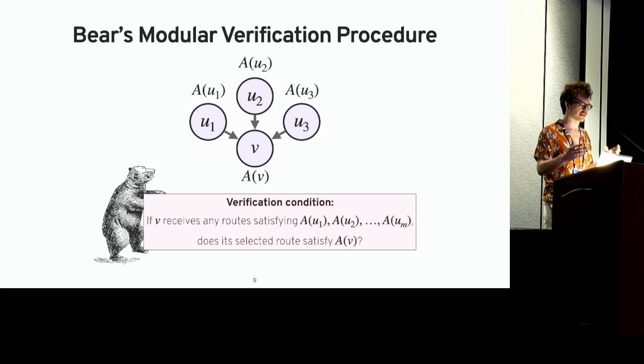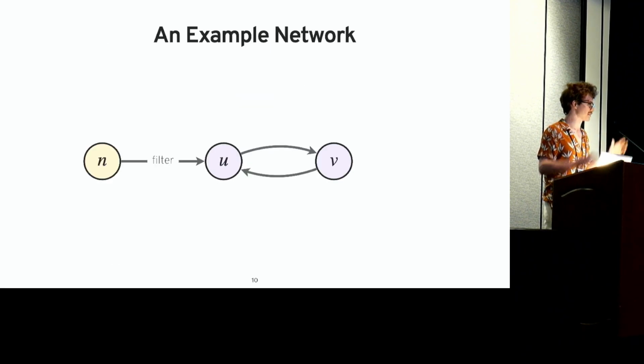Can I check that, given routes satisfying the interfaces of those neighbors, V will satisfy its interface? Let's see how this might work with a little toy example. This is obviously much, much simpler than your average fancy network, but it's illustrative of how this might look. We're going to abstract over what the routes are going to be in this example.